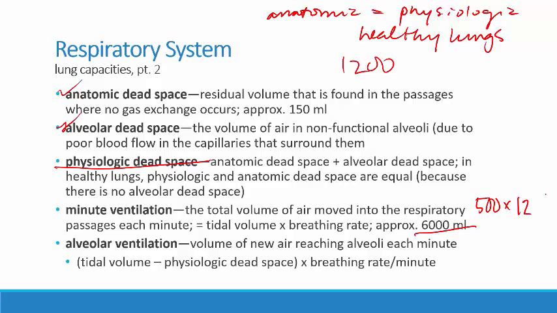The alveolar ventilation, that's how much new air reaches alveoli every minute. So you would calculate it by taking your tidal volume, say 500 if you're at rest, minus that 150 mils of anatomic dead space, plus whatever alveolar dead space you might have. So in a healthy lung, it would only be 150. So we'd have 350 times 12 would be how you would calculate the alveolar ventilation, the amount of air that's getting to the alveoli every minute.